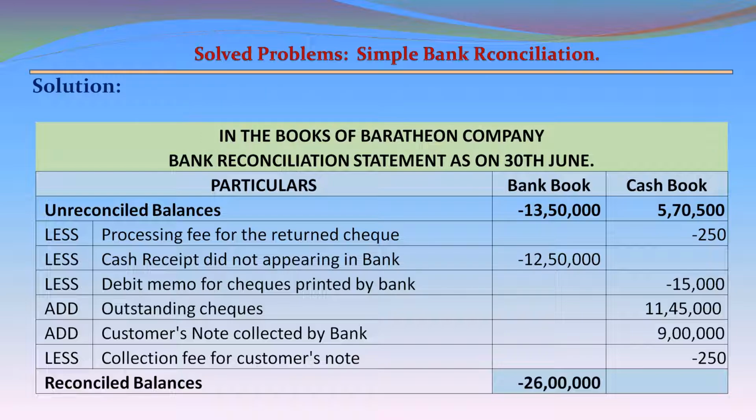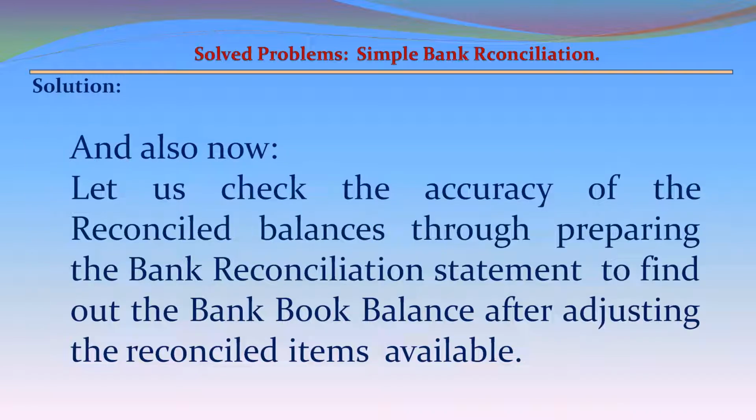Now let us add the bank book balance. It is coming to a total of credit balance of 2,600,000. Also let us total the cash book balance. It is coming to 2,600,000 debit. And also now let us check the accuracy of the reconciled balances through preparing the bank reconciliation statement to find out the bank book balance after adjusting the reconciled items available.